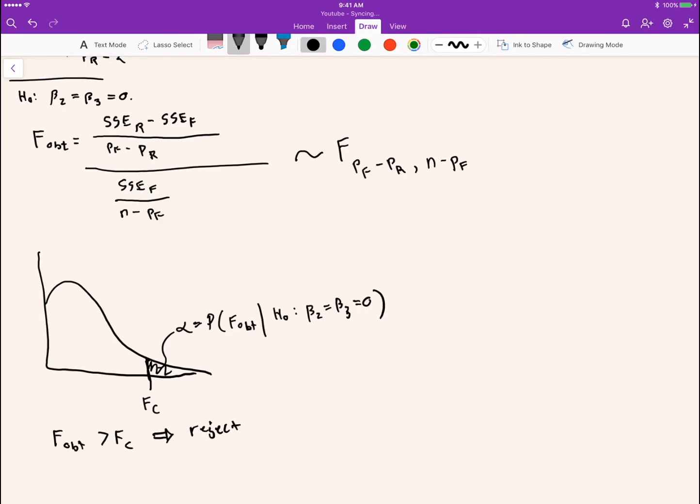A major limitation of a test like this is that it doesn't really tell us which parameter might be non-zero. And in other videos, I compare this with other types of hypothesis testing, which would give more information about which parameter is non-zero.